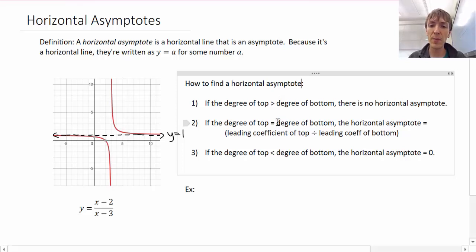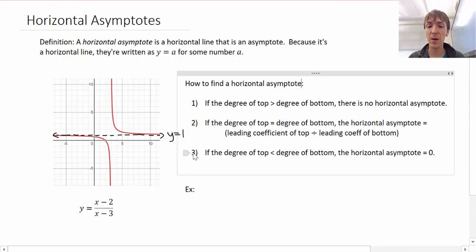If the degree of the top equals the degree of the bottom, that's number 2, then there is going to be a horizontal asymptote. And the way we find that is to look at the leading coefficients of both top and bottom and take the leading coefficient of the top divided by the leading coefficient of the bottom. And you're going to see me do a simple example of that on this slide for this particular function.